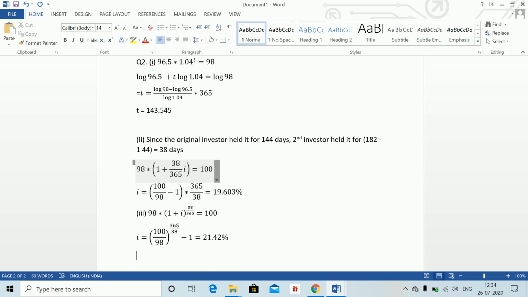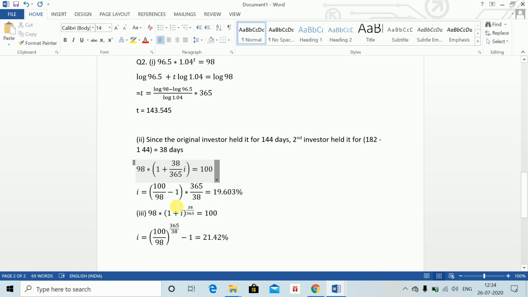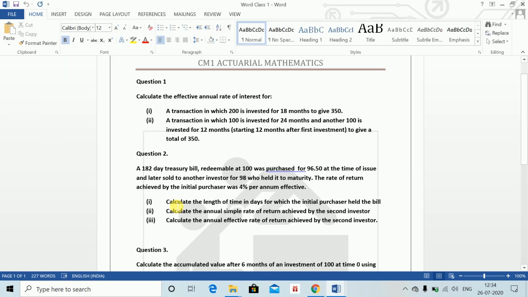So this was your second sum. We have done similar ones before, and there is nothing new in this, just putting in powers and spaces. And then you have a 182.